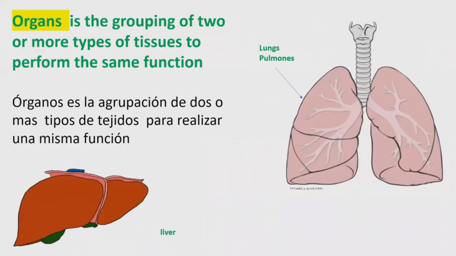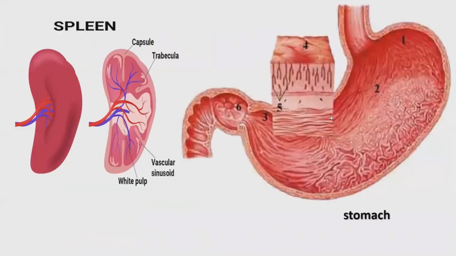The next level is organs. An organ is a grouping of two or more types of tissues to perform the same function. Examples of organs: the liver, the lungs, spleen, the stomach. You can appreciate different types of tissue in one organ, the stomach: muscle tissue, epithelial tissue.